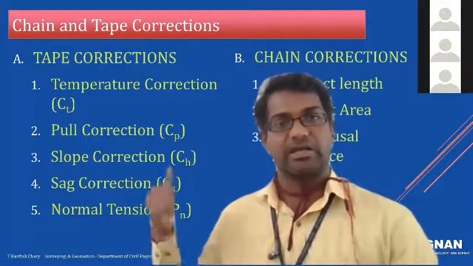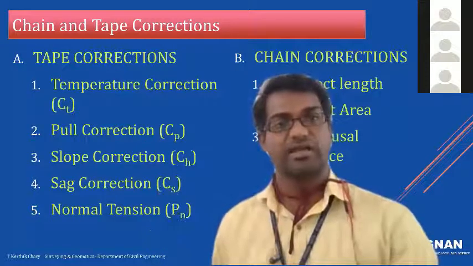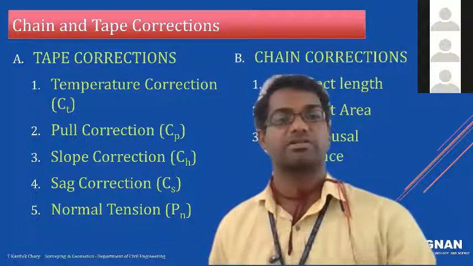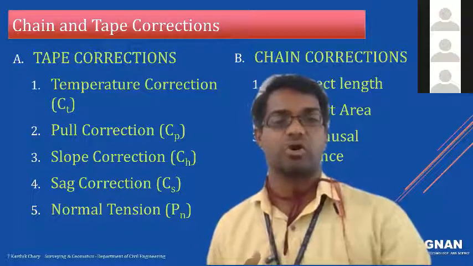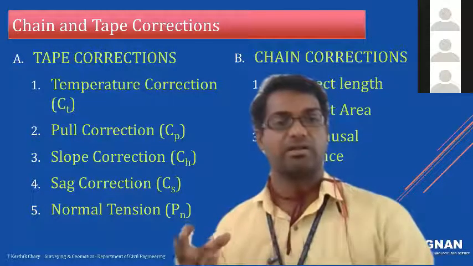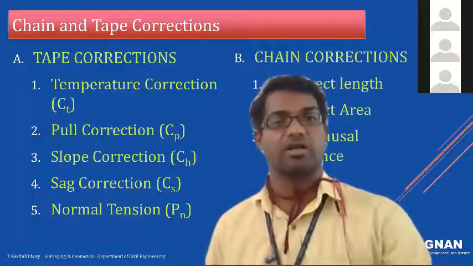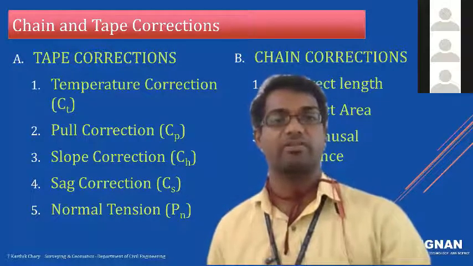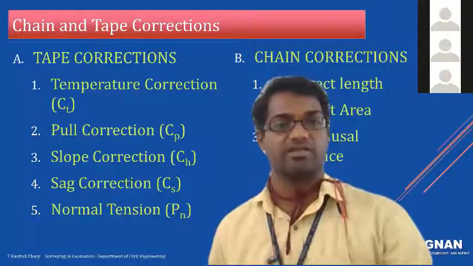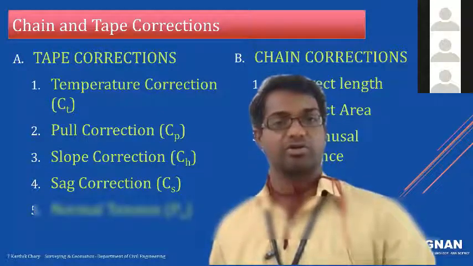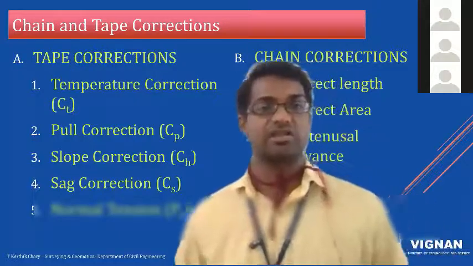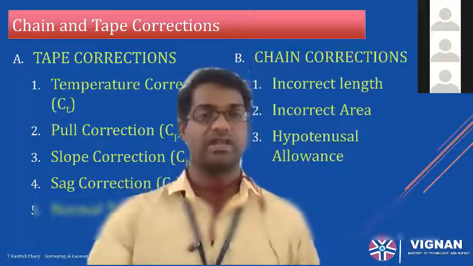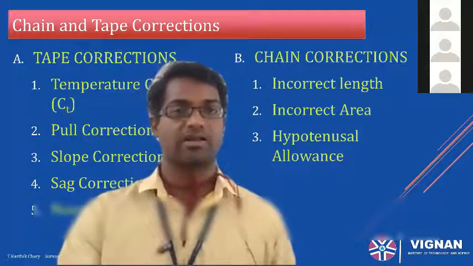One is the temperature correction, second is pull correction, third is slope correction, fourth is sag correction, and fifth is normal tension. So I repeat: temperature correction, pull correction, slope correction, sag correction, normal tension. You will get a 15 marks question from this. Right? You have problems regarding this. And the chain corrections are the corrections when you have found the length to be incorrect and you want to calculate the actual length.